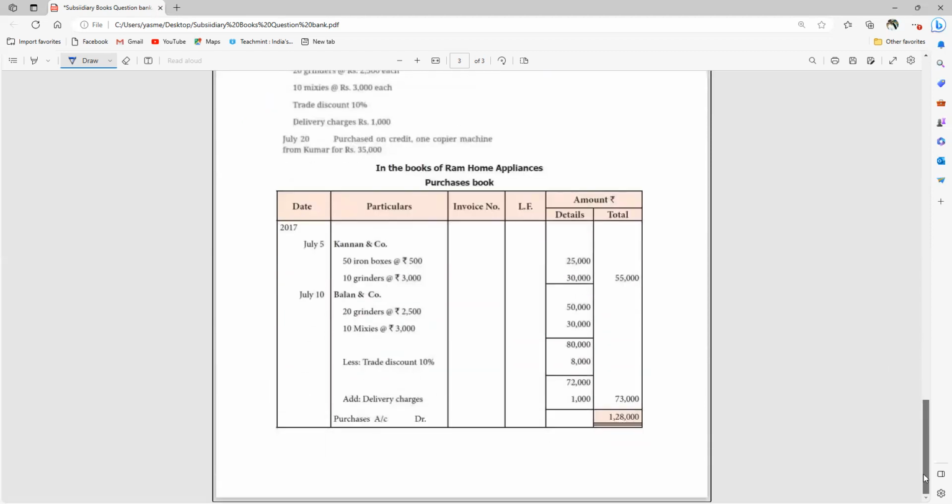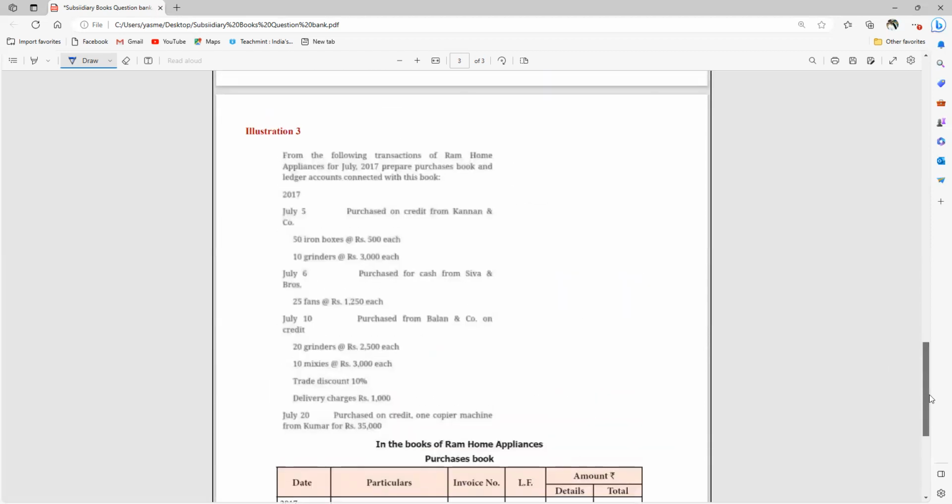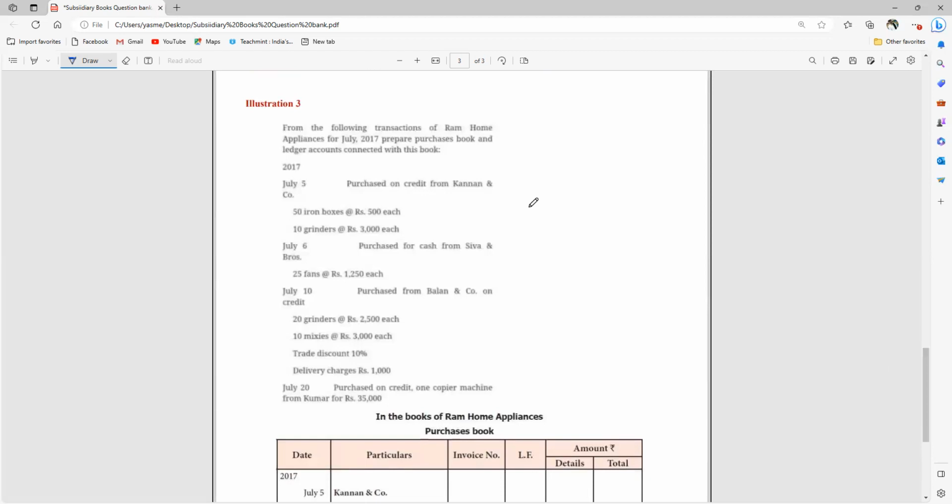Illustration 3 is again a similar kind of question. Here you can see, from the following transactions of ROM Home Appliances for July 2017, prepare purchase book and ledger accounts connected with this book. Here I am not going to prepare the ledger accounts, we are just preparing the purchase book. Okay, 2017 July 5th, purchased on credit from Kannan and Company.